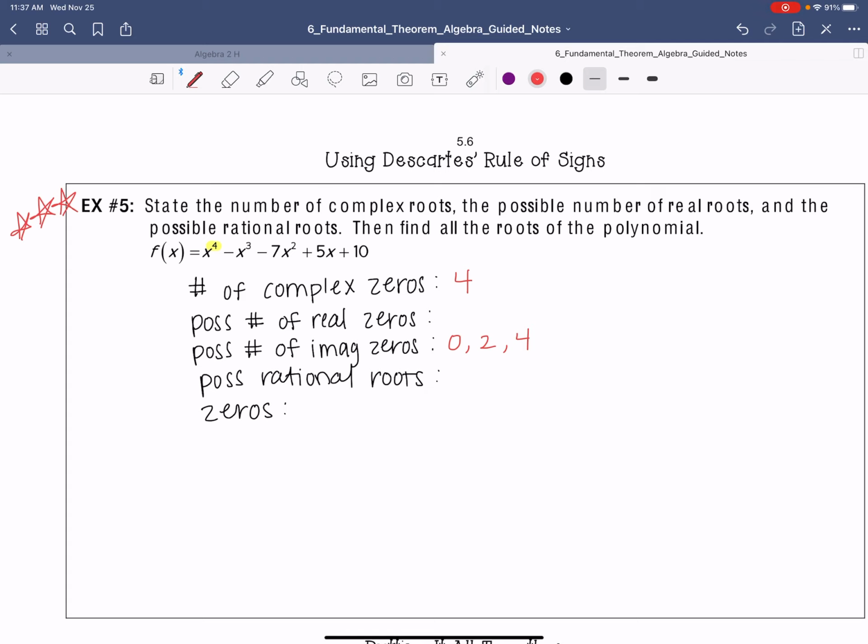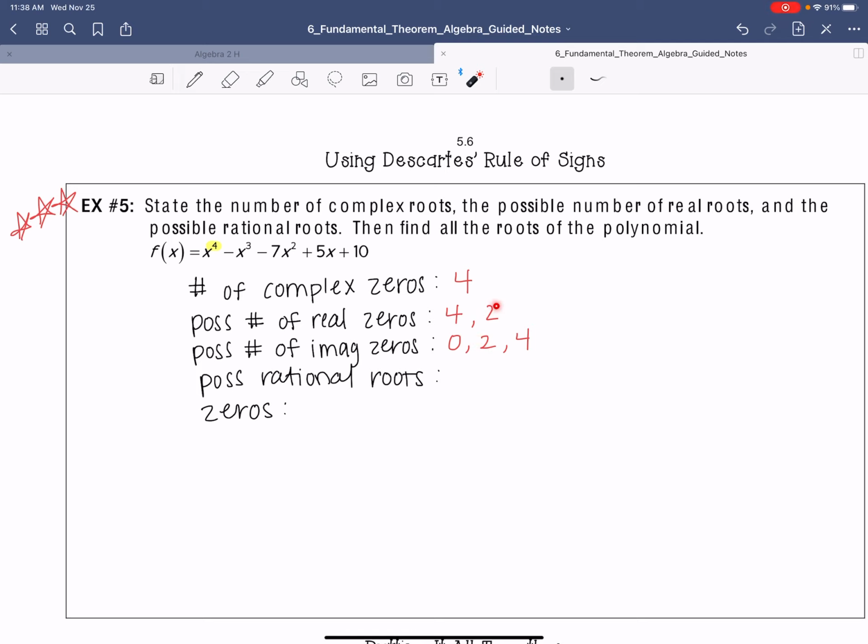Okay, so now possible real zeros. That one was increasing, so this one I go in decreasing order. So I could have 4 possible real zeros. And just keep this together. If I have 4 real zeros, that means I would have 0 imaginary. Then I would possibly have 2 real zeros. Again, checking this, if I have 2 real zeros, that means I would have 2 imaginaries.